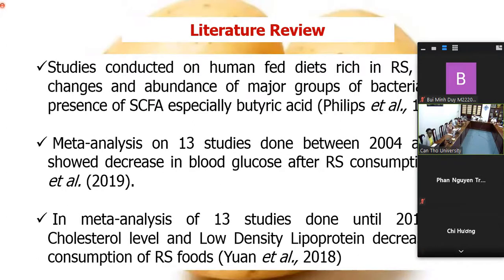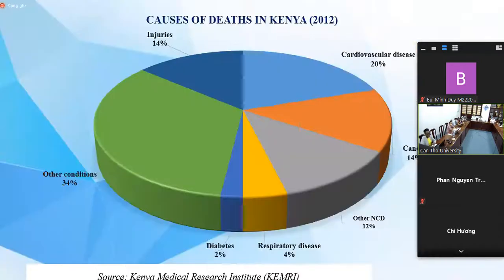Also, studies conducted on humans fed diets rich in resistant starch reveal changes in the abundance of major groups of bacteria due to the presence of short-chain fatty acids, especially butyric acid. A meta-analysis of 13 studies done between 2004 and 2018 showed a decrease in blood glucose after resistant starch consumption. Another meta-analysis of 13 studies done until 2017 showed that total cholesterol and low-density lipoprotein decreased after consumption of resistant starch.